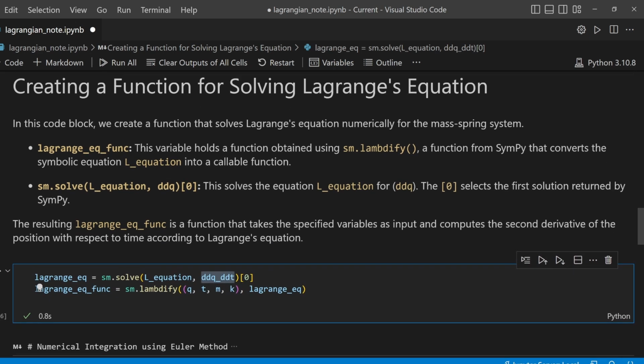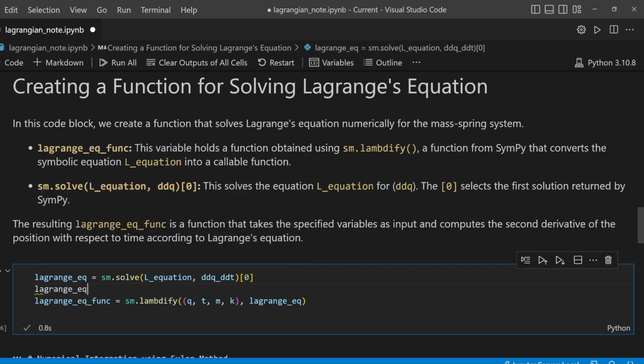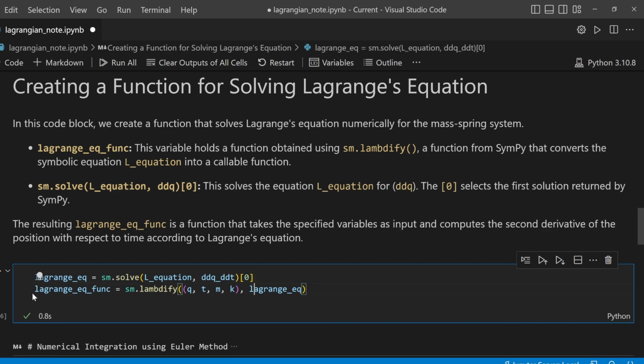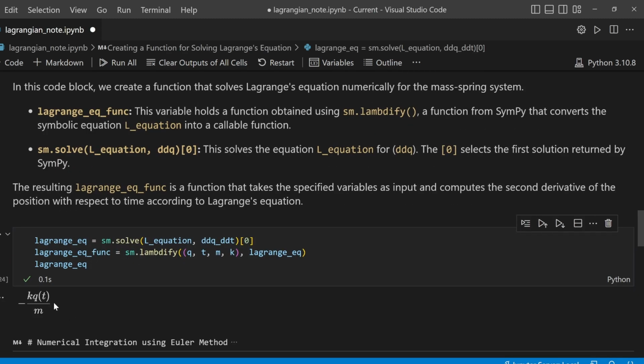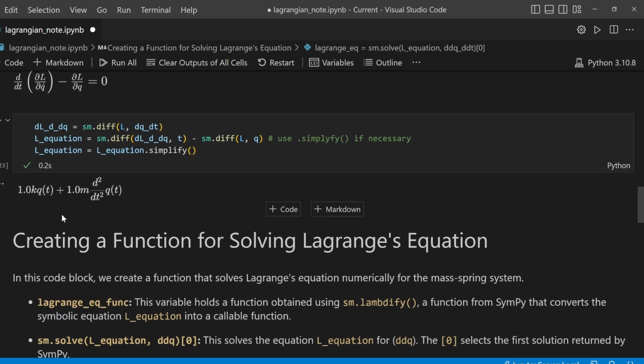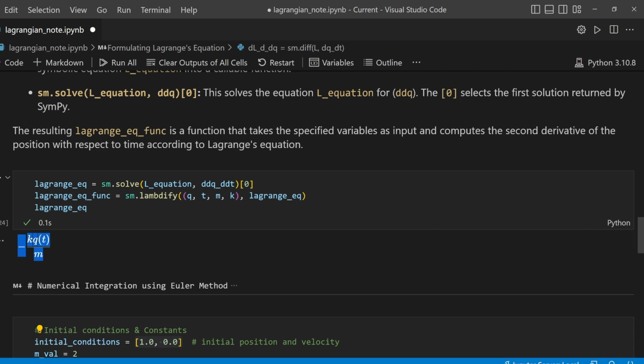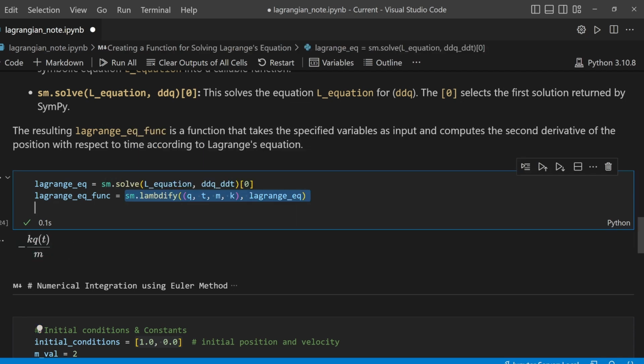If I go ahead and print the Lagrange equation, let me actually print it down here. You see we have minus k over m times q(t). Now again, see this equation. Now if we bring this quantity right here to the other side of the equation, we will have minus k times q(t), and then we divide it by m, so we have minus k over m times q(t) is equal to the acceleration, this quantity right here, which is this one. And then we use sympy.lambdify.